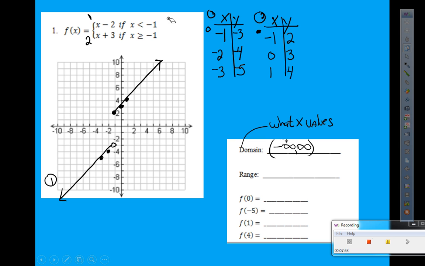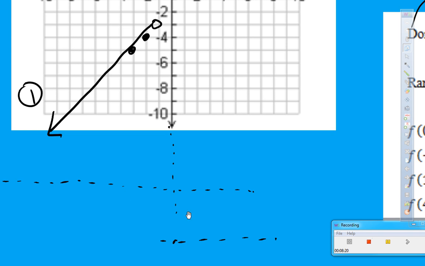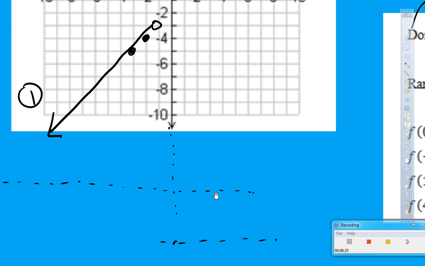Now here comes the hard part, the range. The range says, what y values are you using? So if I extended this y-axis, if I drew a horizontal line right here at -20, would this graph hit this line sometime? And the answer is yes. If I did it way down here at -50, would it hit it someday? And the answer is yes. Let me see if I can shrink that back down real fast.